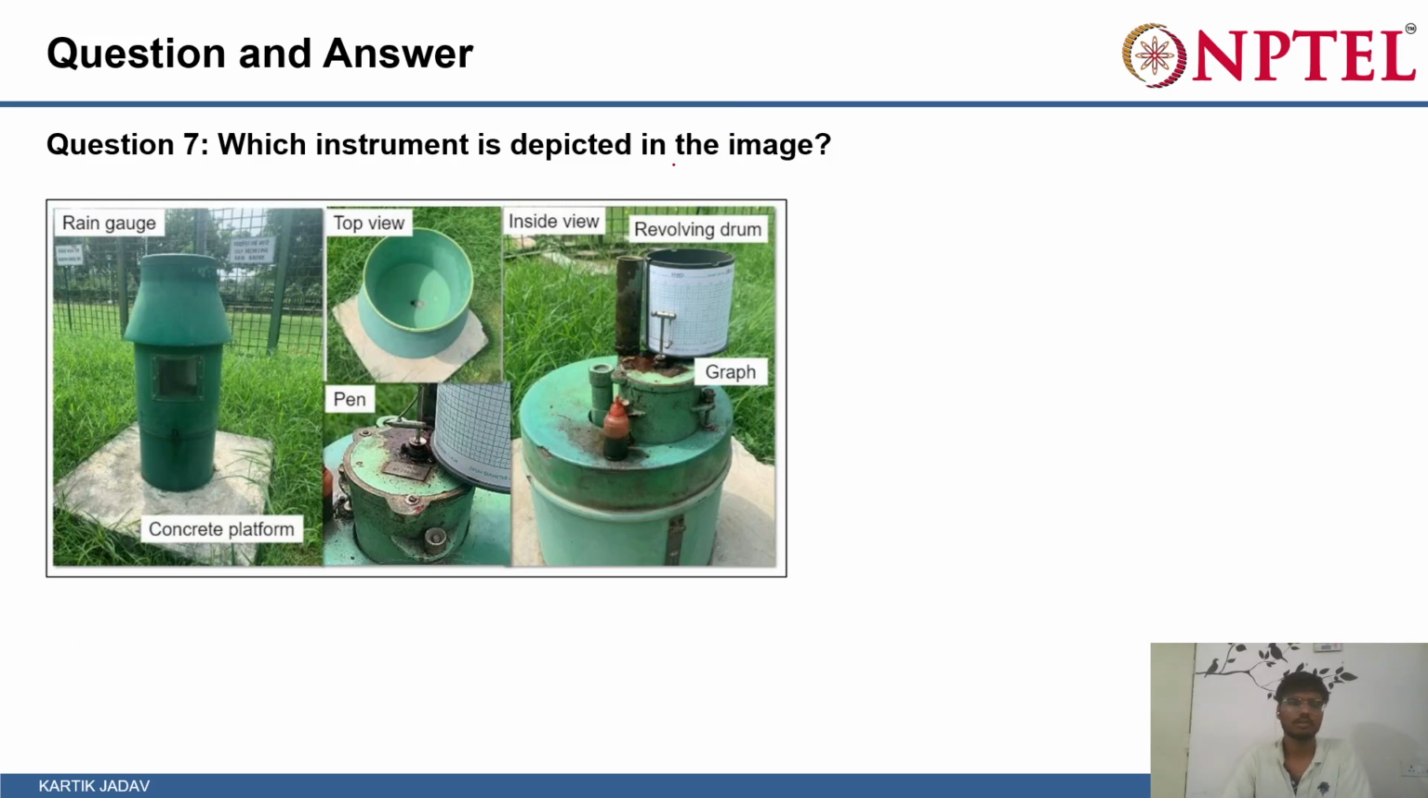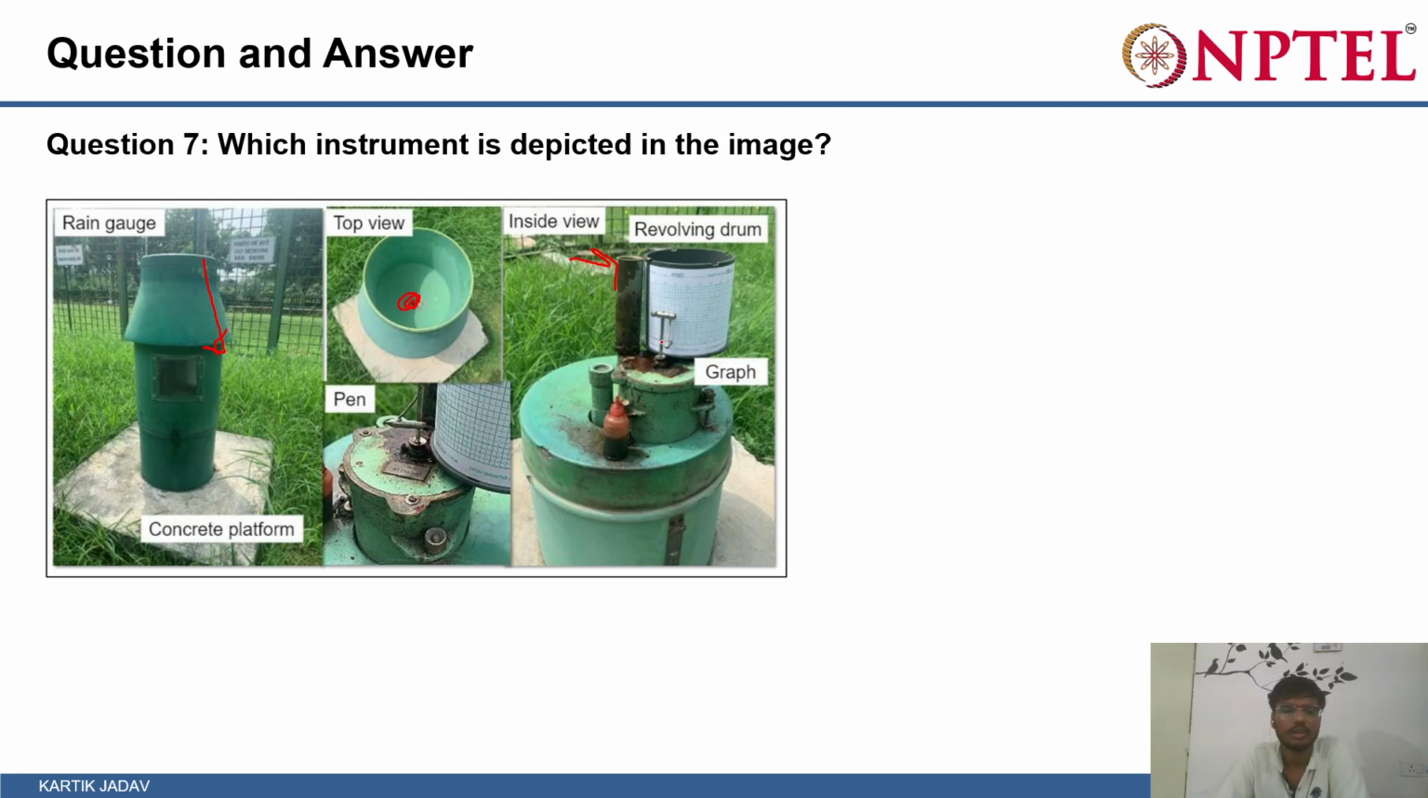Next question, again, which instrument is this? So again, this is the rain gauge. See, this is the collecting funnel, and it has a small narrow diameter to avoid evaporation from the collecting jar. But if you open this, it has a revolving drum mechanism with a pen.